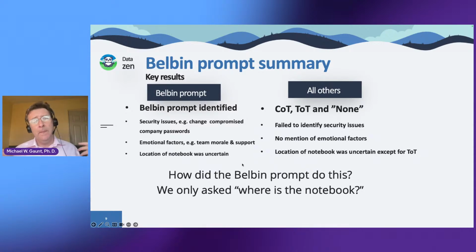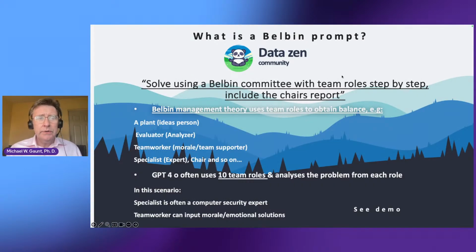So the Belbin prompt has definitely got exactly the right answer. We only asked it, where is the notebook? We didn't say there was a security problem. And the question is, how did it do it? This is the prompt: solve using a Belbin committee with team roles, step by step. Include the chair's report. That's all the prompt simply was. And now the question is, why is it working when other approaches are badly failing?